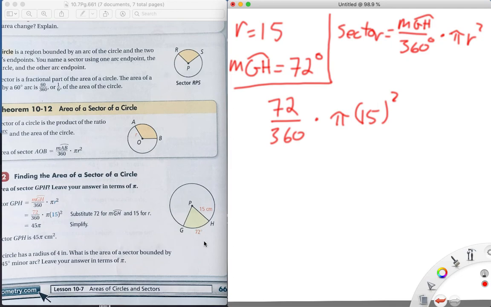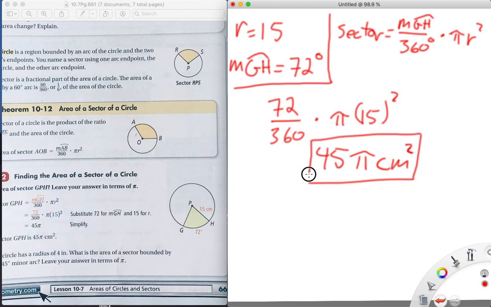So it's going to be 45 pi. That would be your answer. It's in centimeters, so it would be 45 pi centimeters squared. If they ask you to round it to the nearest tenth, it would be 141.4 centimeters squared.